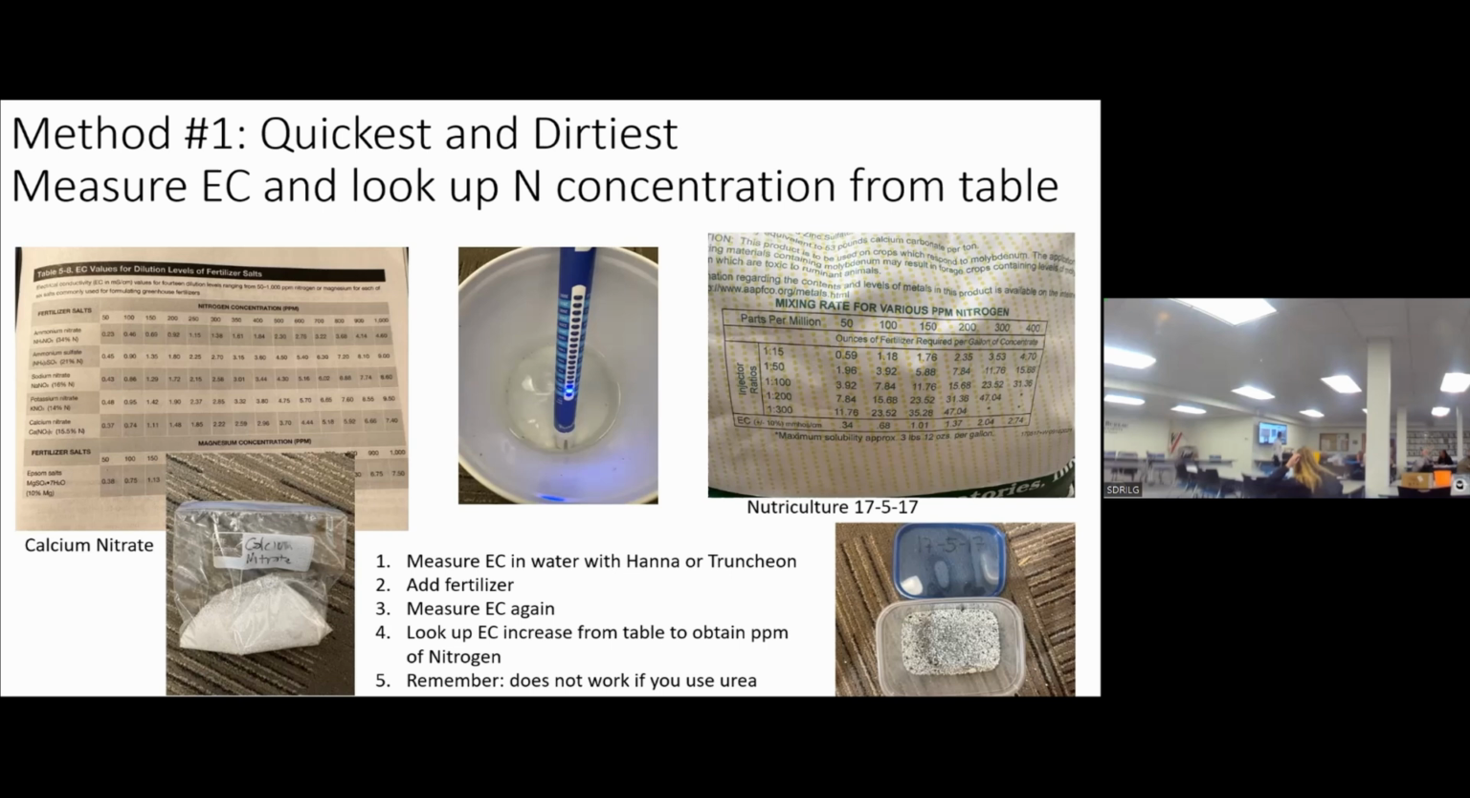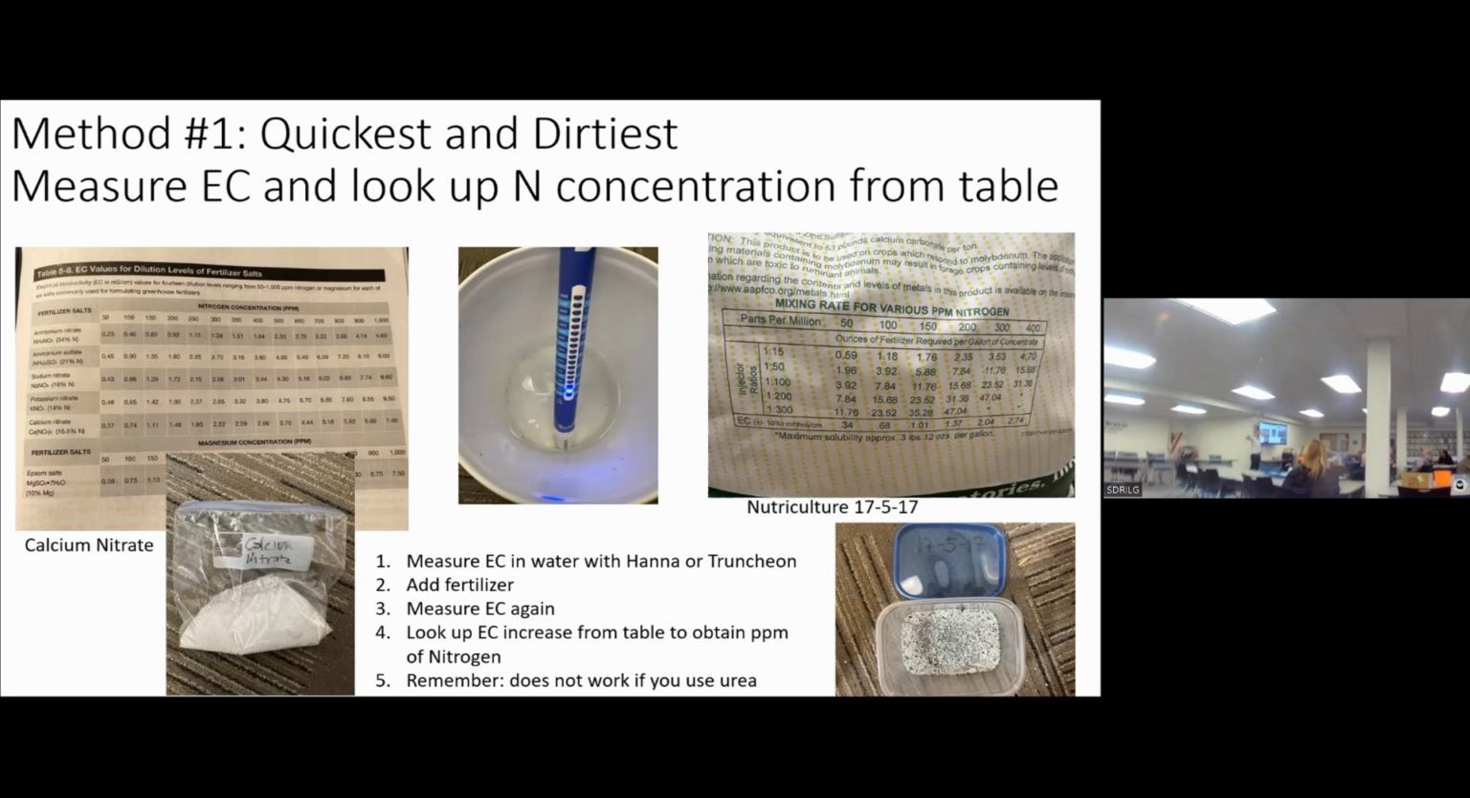They tell you, look, if your EC increases by 1 decisiemens per meter, or check this out, they use millimhos, those old units that I was talking about earlier. Here they tell you, look, if your concentration goes up by 1, it means that your parts per million of nitrogen is 150. If your EC goes up by 1.37, then you're at 200 ppm of nitrogen. So you look it up from the table. I put there the 17-5-17, and I put there some calcium nitrate.